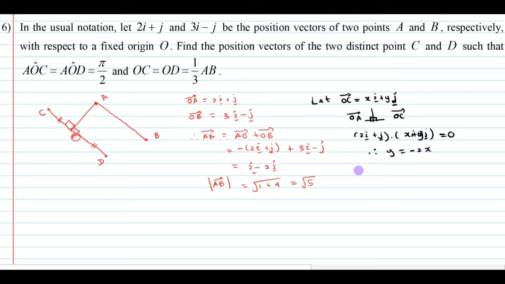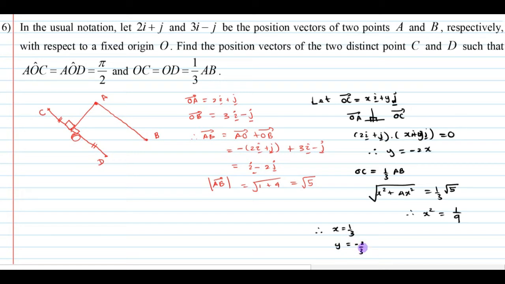OC is equal to 1 over 3 AB. Therefore, square root of x squared plus 4x squared is equal to 1 over 3 square root 5. Therefore, x squared is equal to 1 over 9. Therefore, x equals 1 over 3, and in this case y is equal to minus 2 over 3.